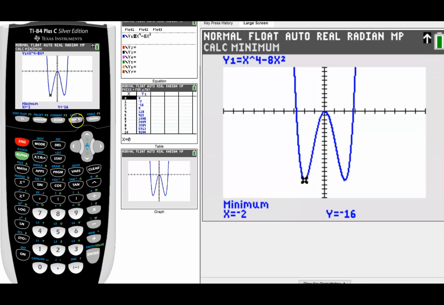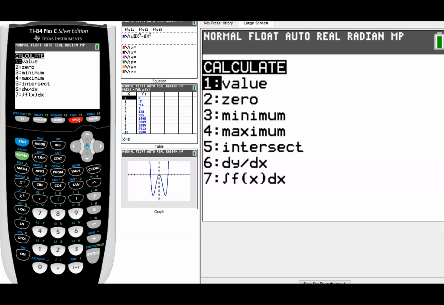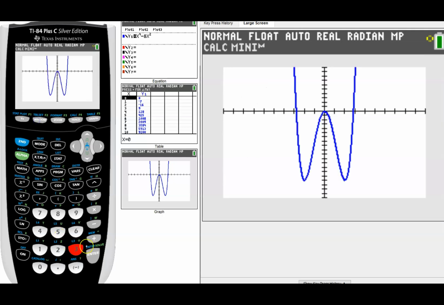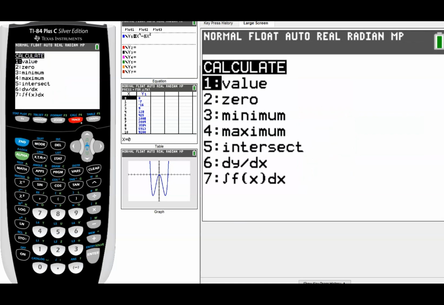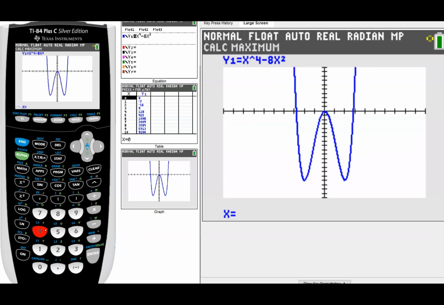I'm going to calculate my second one, so I'm going to calculate the other minimum, and I got to move over so I'm by it. So there's my left bound. Move it over again. There's my right bound, enter. So that's going to be 2, negative 16. And then I'm going to calculate my maximum.